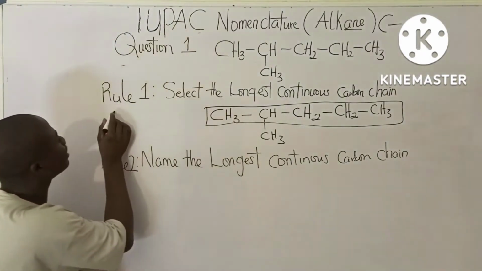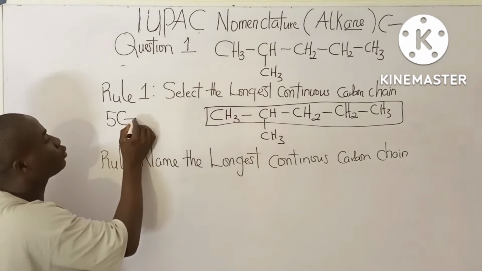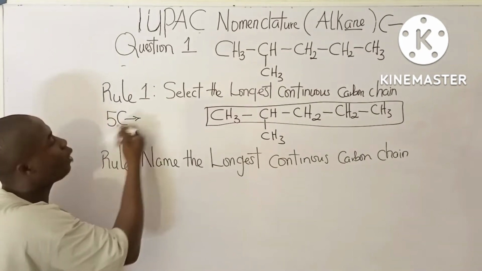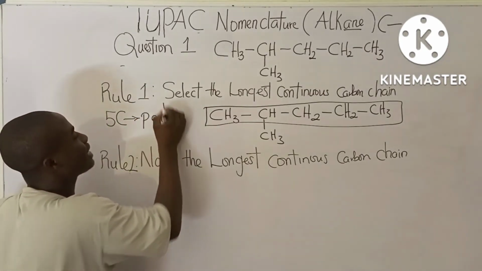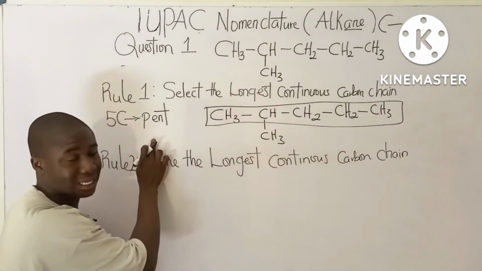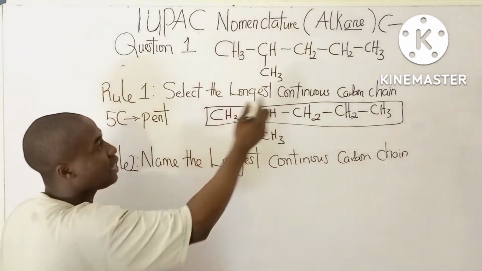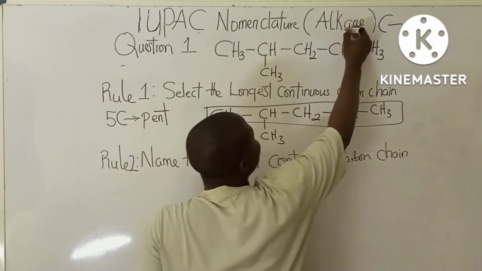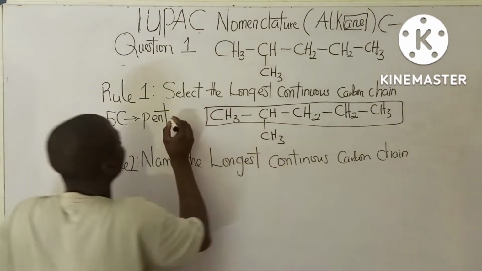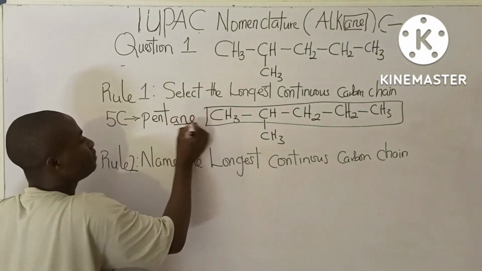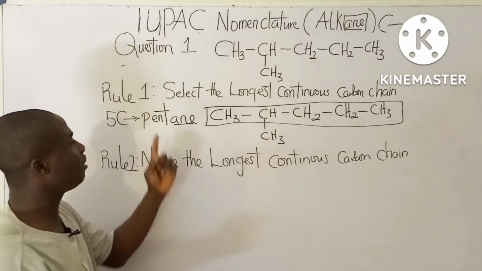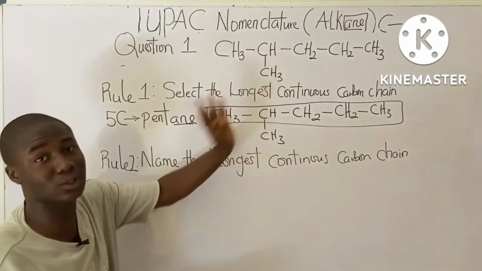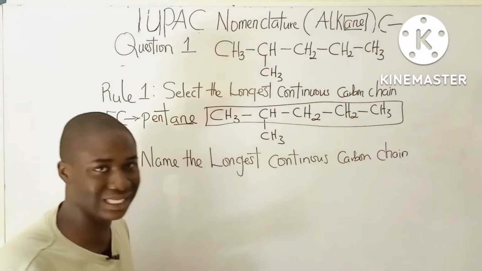Now you can see here we are having a 5 carbon compound. Recall, what was a 5 carbon compound called? A 5 carbon compound is called pent. That's the parent name. So you say pent. And now, since it's an alkane, you simply add the last name, which is ane, and it becomes pentane. So the parent name of this compound we are to name is pentane.